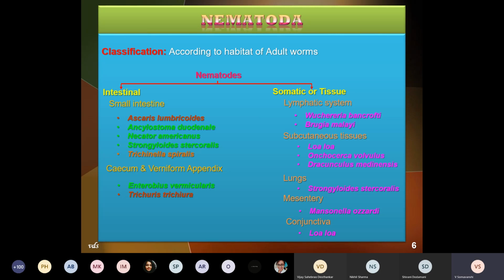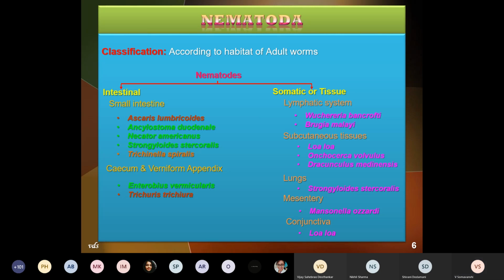Okay. Now, other parasites which reside in the intestine according to the site of localization, those that localize in the cecum and vermiform appendix, they are Enterobius vermicularis.